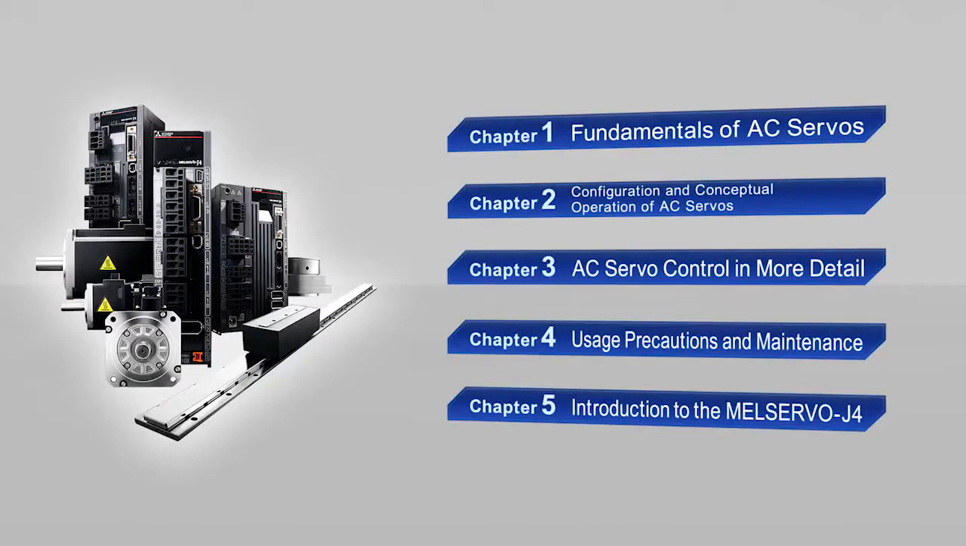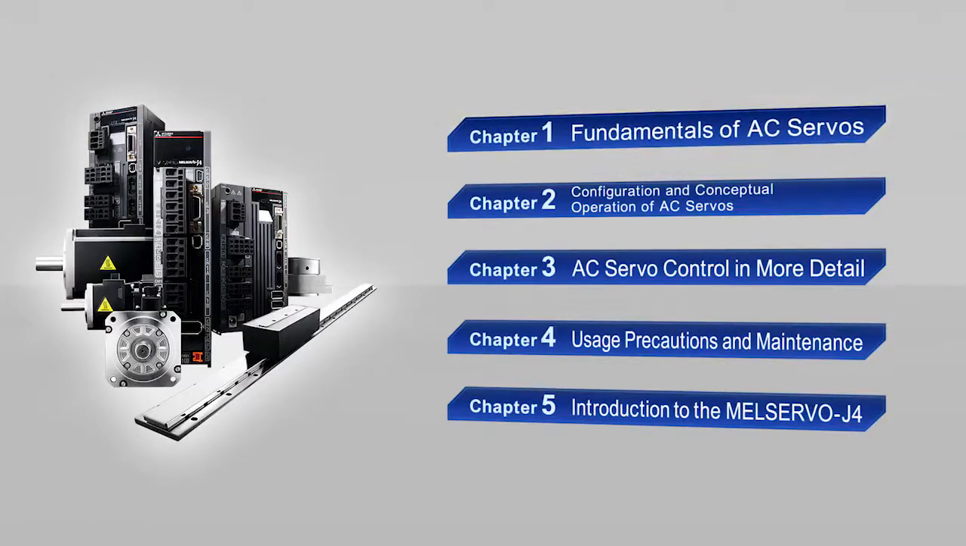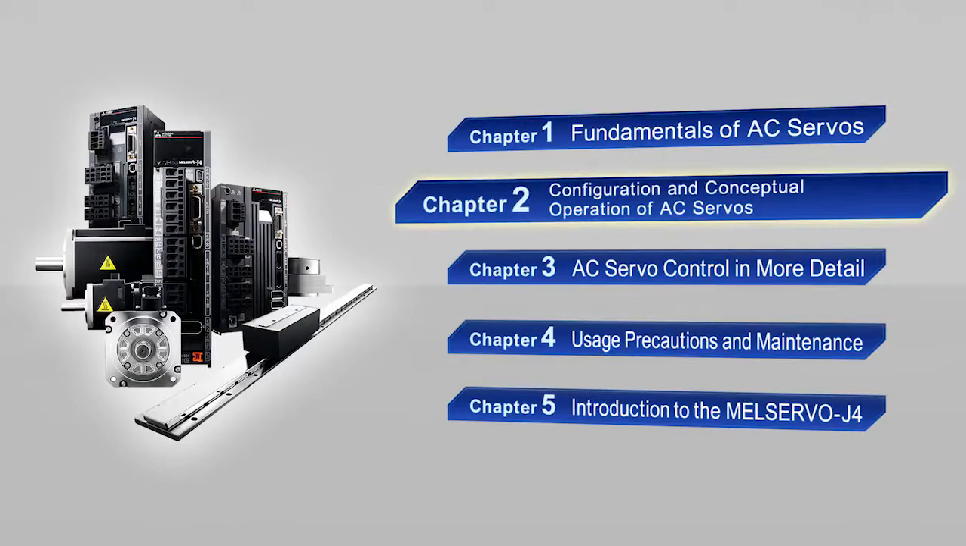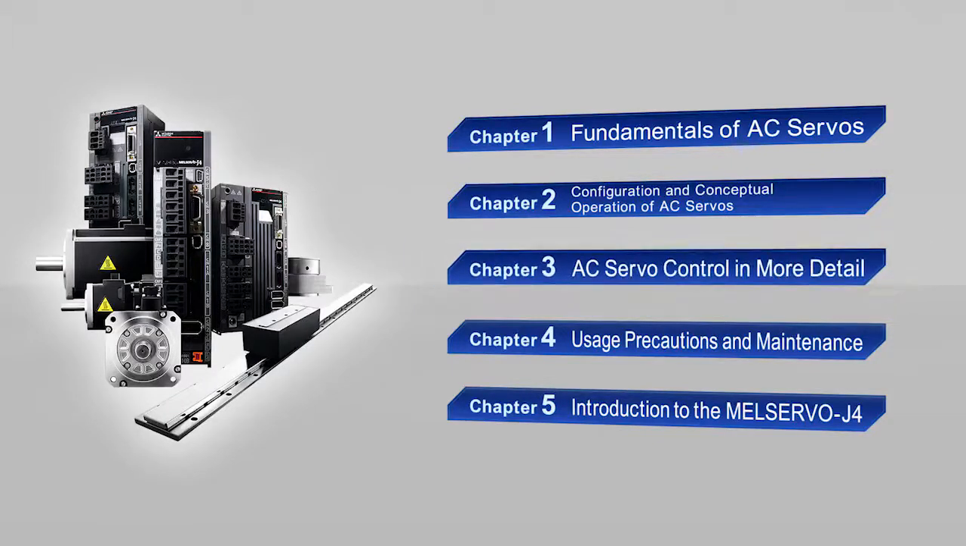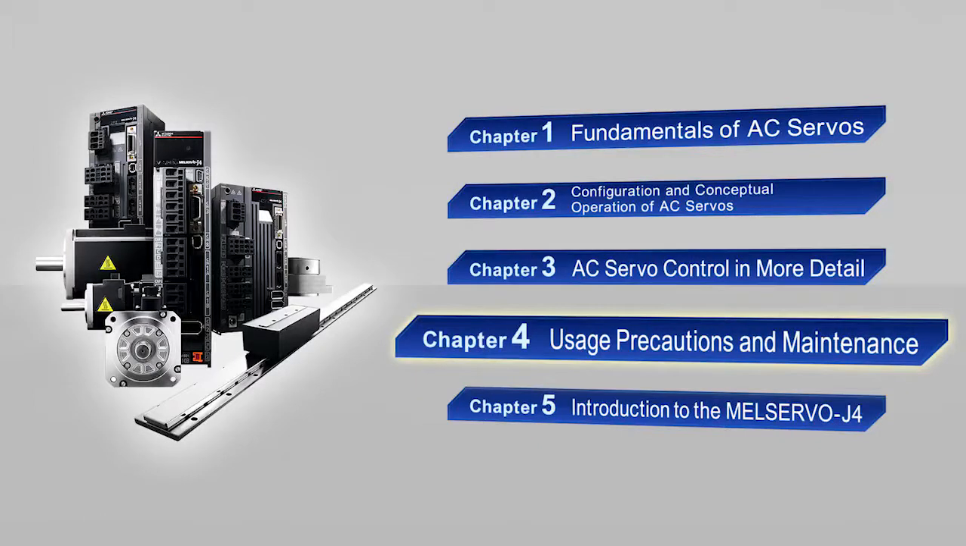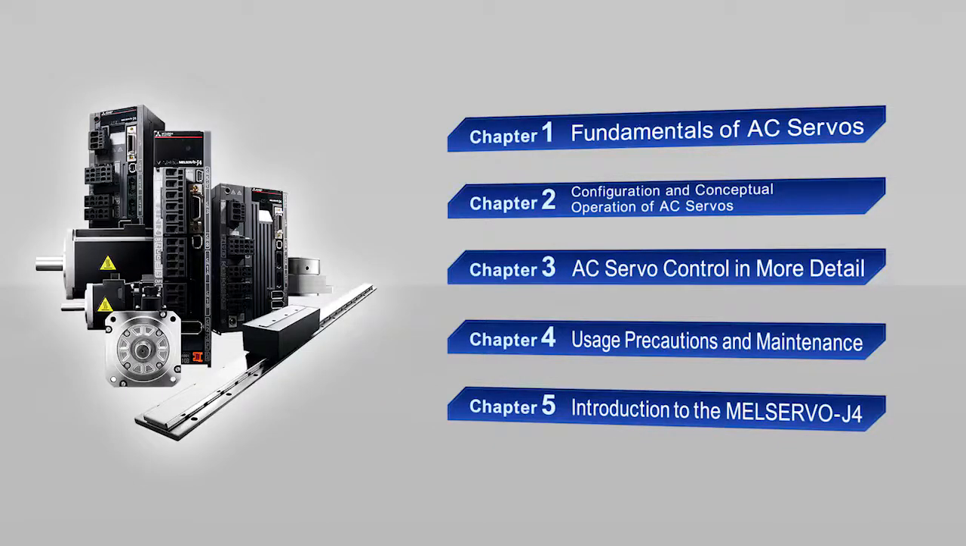This course is divided into 5 major sections. Chapter 1. Fundamentals of AC servos. Chapter 2. Configuration and conceptual operation of AC servos. Chapter 3. AC servo control in more detail. Chapter 4. Usage precautions and maintenance. Chapter 5. Introduction to the Mel Servo J4. Let's start with Chapter 1.